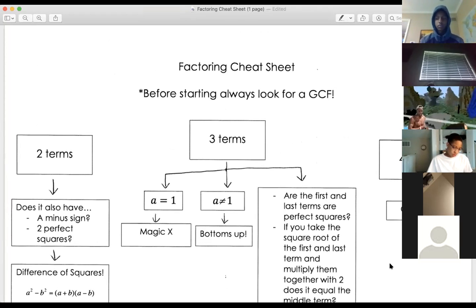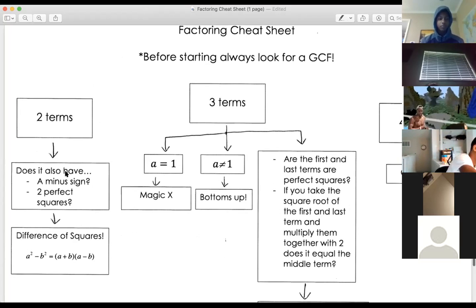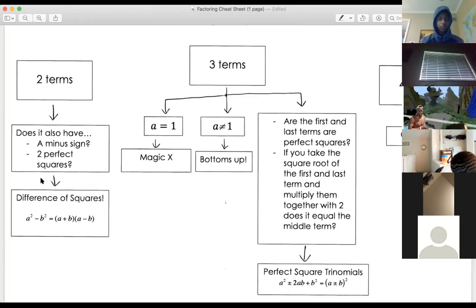Before you start any factoring problem, you always want to look for a GCF. That's your first step. Always look for a GCF. Once you find your GCF, or if there is no GCF, then I suggest counting the terms, because the number of terms will determine what method you're going to use. If you have 2 terms, your only option is difference of squares, and that doesn't always work. Before you do difference of squares, you need to check: does it have a minus sign, and does it have 2 perfect squares? If it has both of those, then you can use difference of squares. So that's the option for 2 terms.